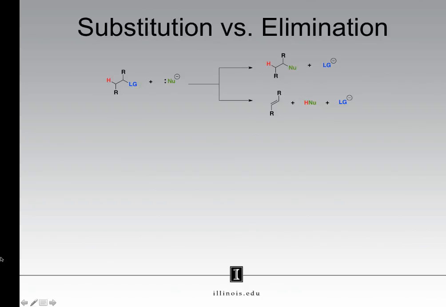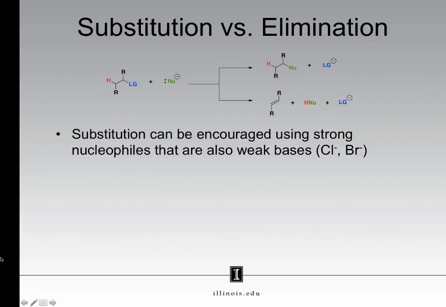This is an unfortunate reality. If we want a substitution, we always have to worry about elimination. And if we want elimination, we always have to worry about substitution. Fortunately, there are things that we can do to bias one pathway, one reaction over another.